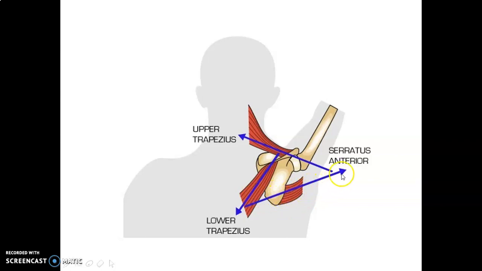This force vector will act. So what will happen? The inferior angle of the scapula will be pulled upward. That is called upward rotation of the scapula. With that, three action lines are coming.